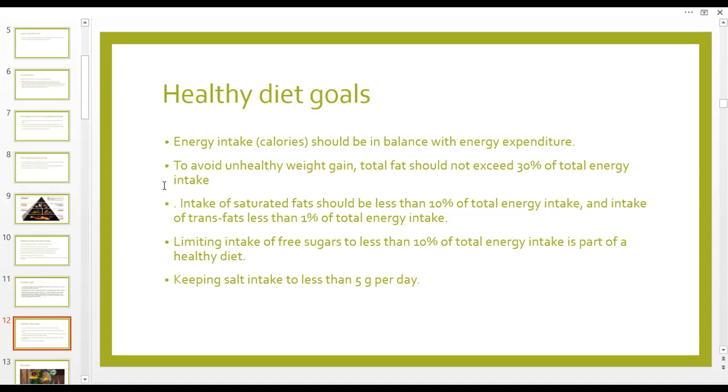Trans fats have side effects more than all of the other fats, and these are mostly present in bakery items, fried items, and processed foods. And when a person eats a larger amount of trans fat, there's a high risk of coronary heart disease and stroke later in life. And limiting intake of free sugars to less than 10% of total energy as a part of a healthy diet, and keeping salt intake to less than 5 grams per day.